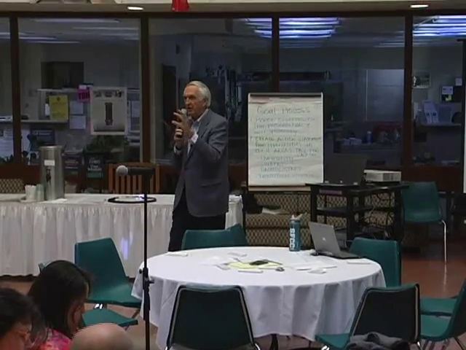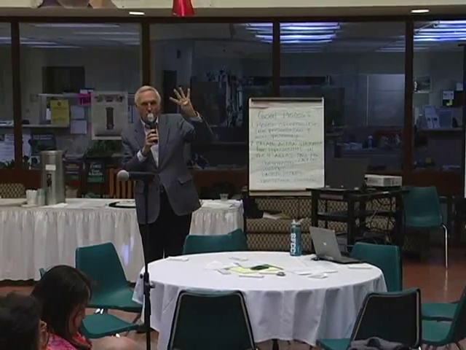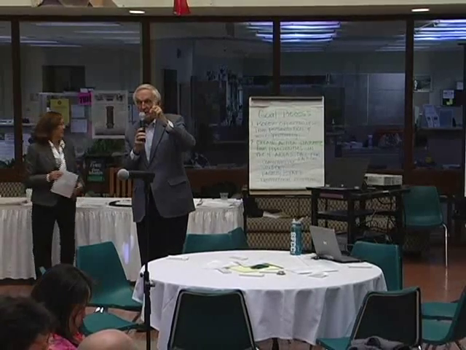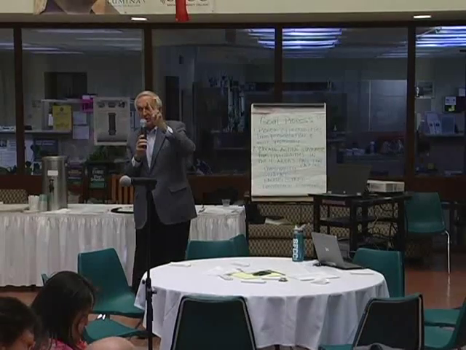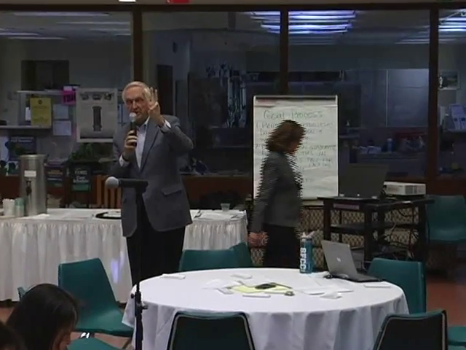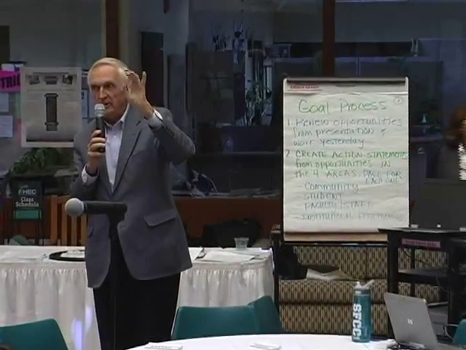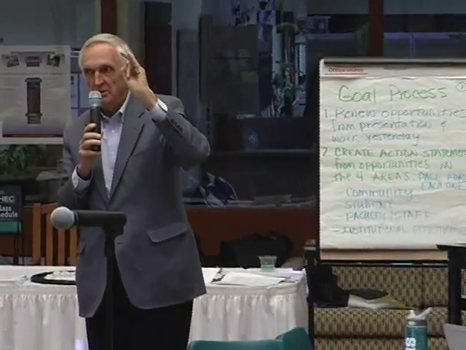And I want you at each table to have 4 pages of action statements. One page would be what? Community. One page would be students. One page would be staff, faculty, staff, employees. And the last one would be institutional effectiveness. So 4 pages. Just go at that and create action statements.